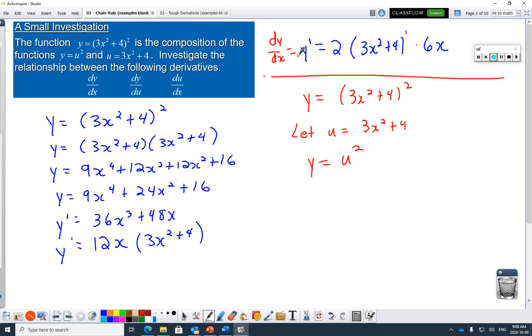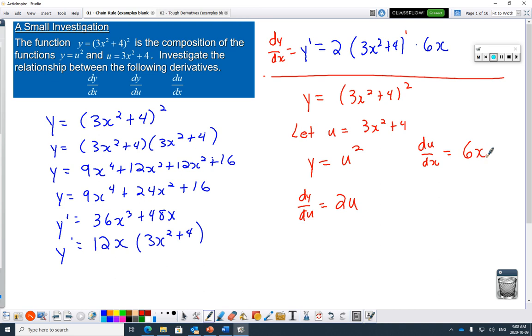Next it says, find dy by du. Take the derivative of y, but the important variable is u. There it is right there. y equals u squared. I can do that. dy by du equals 2u. Not particularly difficult. You're unimpressed, I suppose. Then it says also find du by dx. That's this one here. So du by dx equals, let's see, u is 3x squared plus 4, du by dx is 6x.